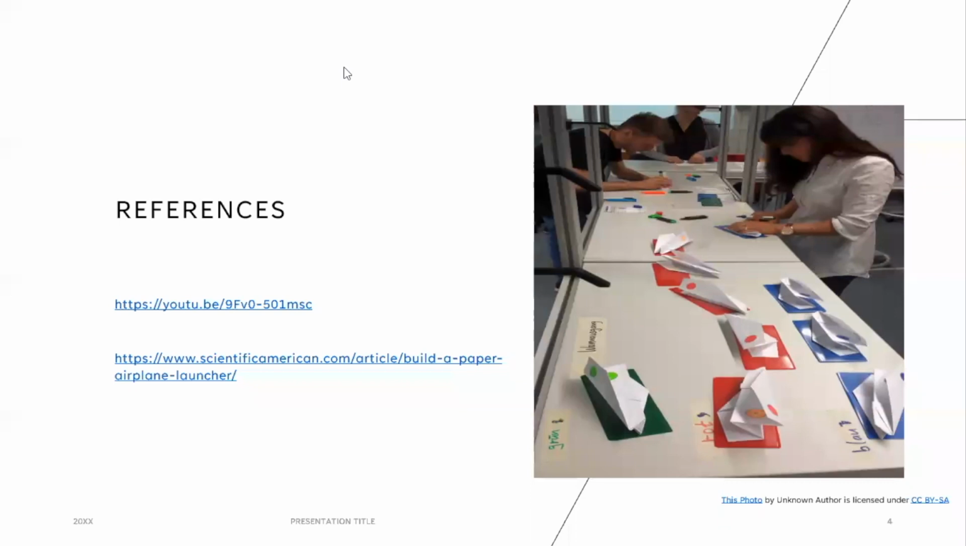Here are the references for where we got the material from. This is a YouTube video which you can also watch, where you can learn how to make an airplane launcher. We have our own videos added to let you know. And the other link is for all the data where we learned and how we got to know about this experiment.